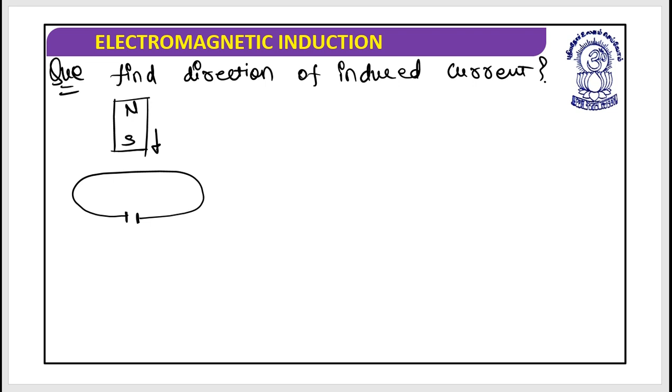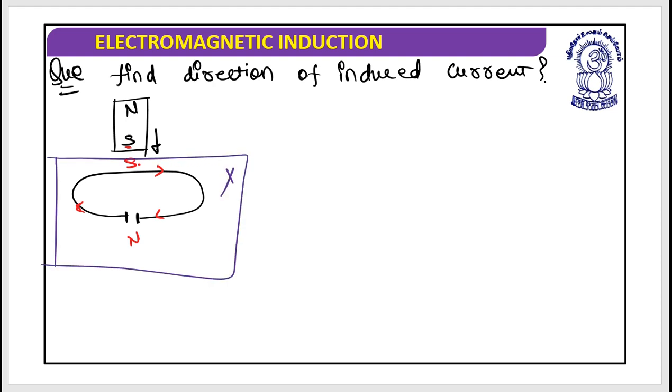You will understand that this south pole is moving towards the coil. So what we need to do is produce a magnet such that it can oppose the motion of this magnet. How to oppose it? By producing a south pole on this side, north pole on this side. Then it will be like this. If you understood it this way, then you were totally wrong.